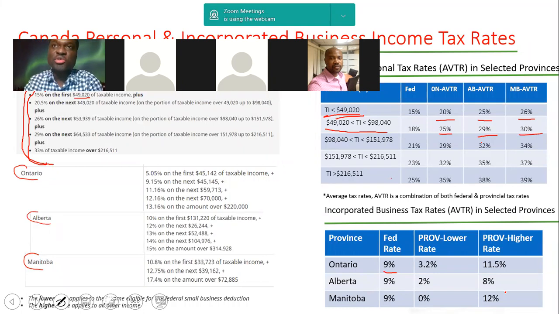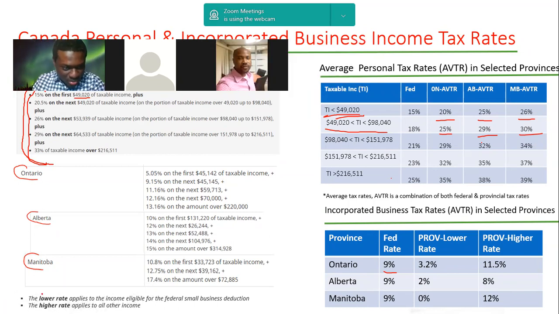Because government wants to encourage small business to operate within Canada, we have what they call the small business deduction, which is around 500K. So if the income you make from active business activities is less than 500K as an incorporated business, then you enjoy the small business deduction, a lower rate of 3.2% in Ontario, while the higher band is 11.5%.